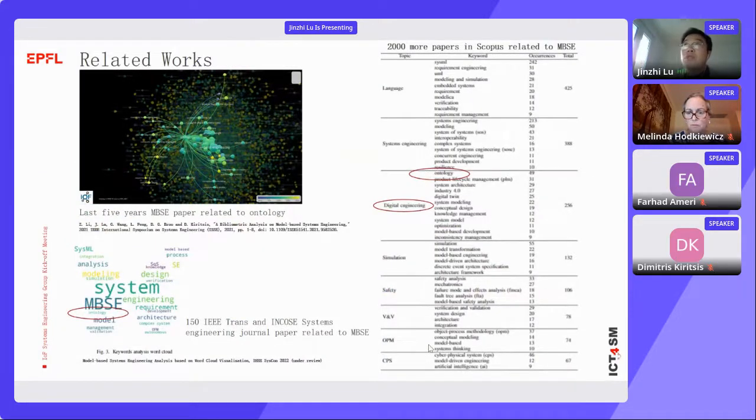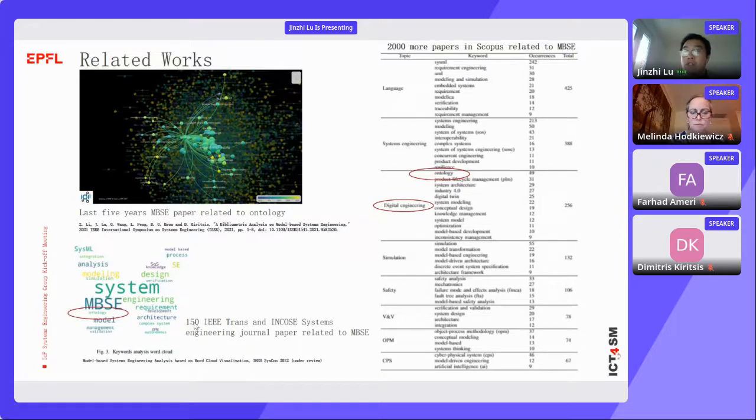So what we are doing currently is trying to use ontology to represent models. That's why we have done some investigation of ontology in MBSE, model-based systems engineering, and the model-based development domain. So we have some data here. For the last 5 years, there are about 1,080 or 900 papers in Scopus about MBSE and model-based systems engineering. And we can see that ontology takes a very important role.